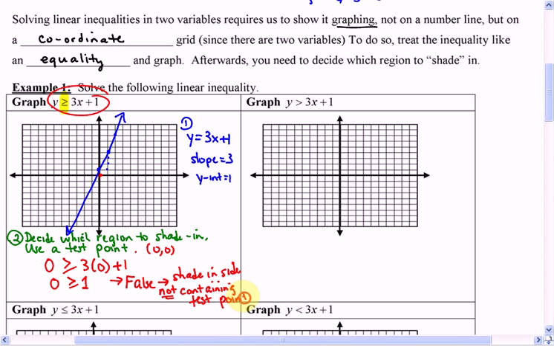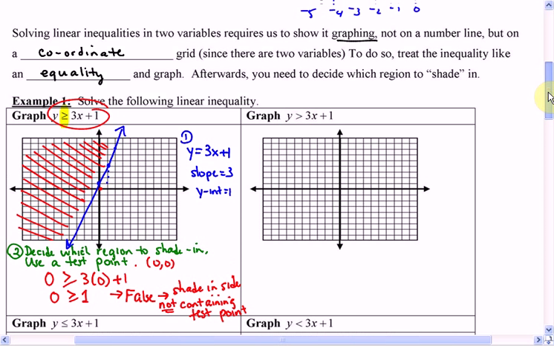And so therefore in this question, I will shade in the side to the left. And that's your answer. Okay. Now the graph on the right is exactly the same except for one thing. It's greater than, not greater than or equal to.